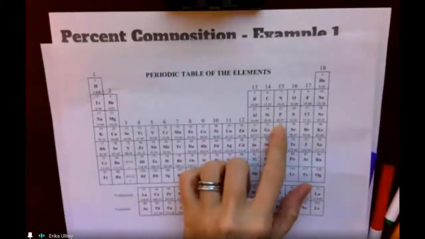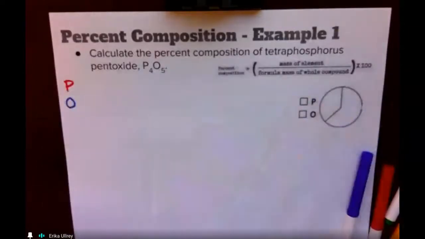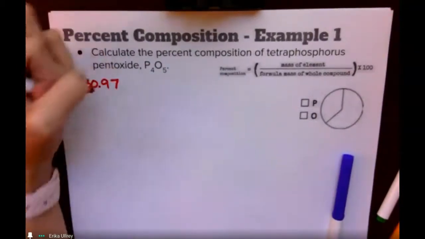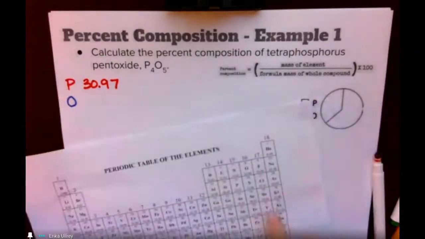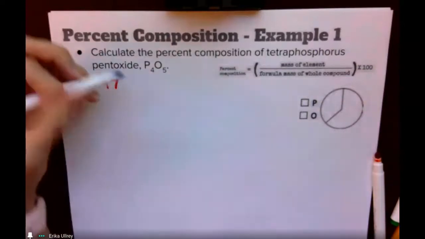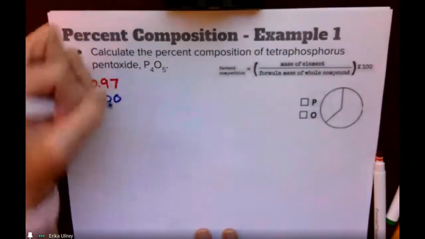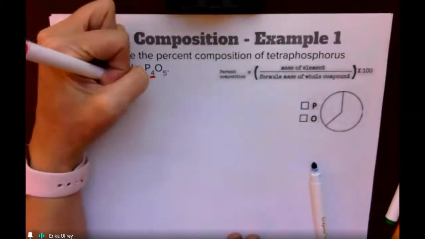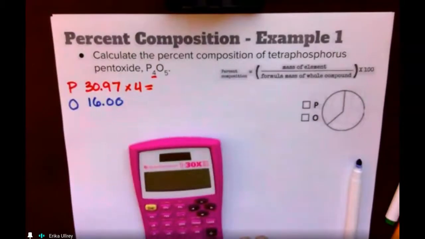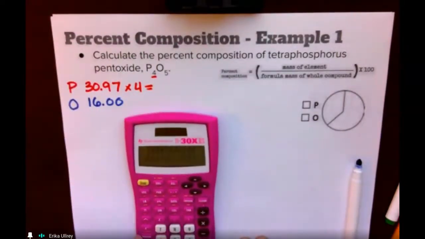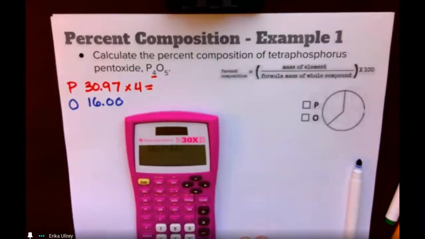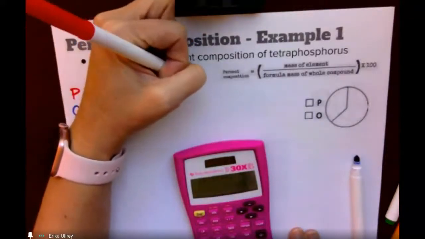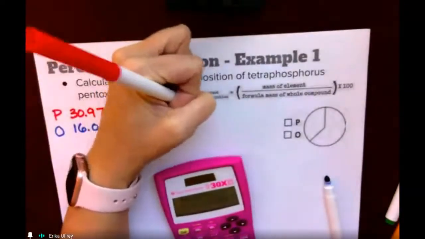I'm going to find phosphorus. It's a nonmetal, so it's over here on this side. It's 30.97. Okay, and then I'm going to look up oxygen, and oxygen is 16. Then the next thing I need to do is multiply by the subscript. I have 4 by phosphorus, so I'm going to multiply that by 4. I'm going to put that into my calculator: 30.97 times 4 gives me 123.88. And that's going to be grams of phosphorus.